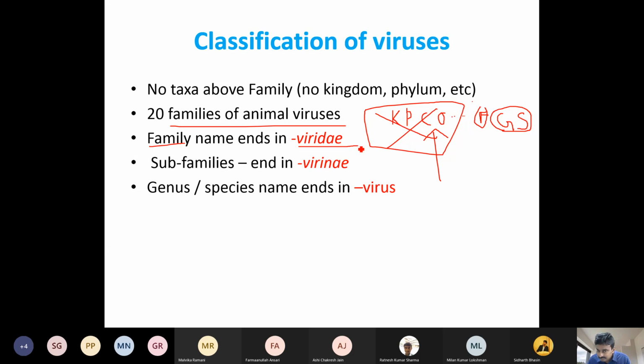The family name ends with Viridae. Then there are subfamilies and their names end with Virinae. For example, Picornaviridae is the name of the family, and then there are subfamilies within it. We all looked at Picornaviridae, right? You all know about it. Some viruses may have subfamilies and they end with Virinae. Not all viruses have this, but all viruses have a name that ends with virus, like poliovirus, rabies virus, SARS-CoV-2. Everything ends with virus, and this is actually the genus and species name combined.